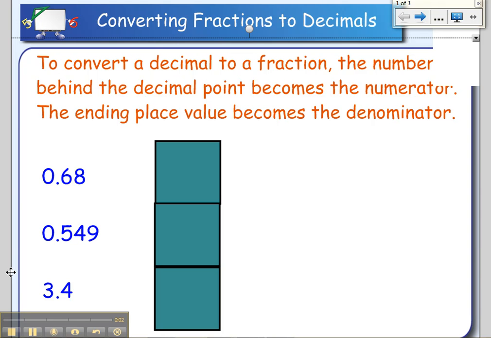Chapter 4 is how to convert fractions to decimals and decimals to fractions. Let's begin with turning a decimal into a fraction. To convert a decimal to a fraction, the number behind the decimal point is going to become your numerator. The ending place value becomes your denominator.